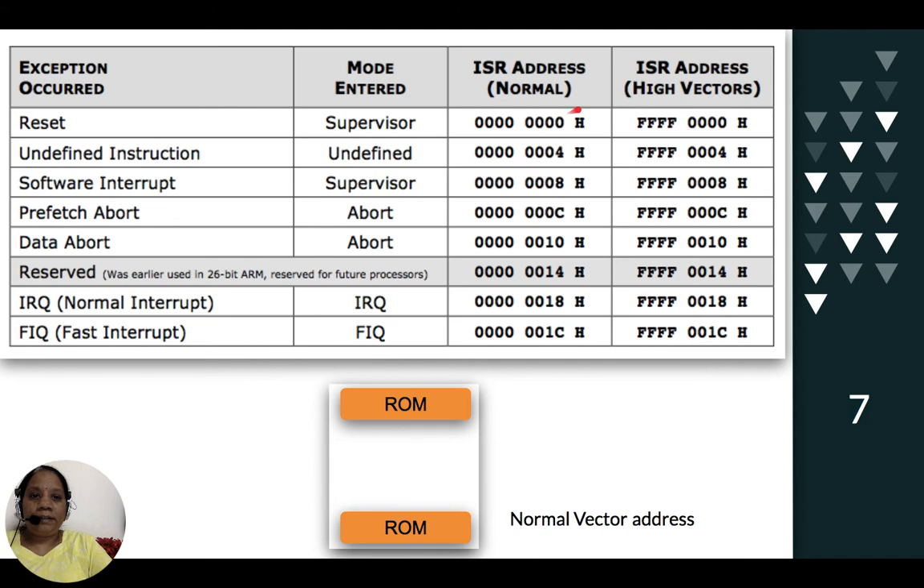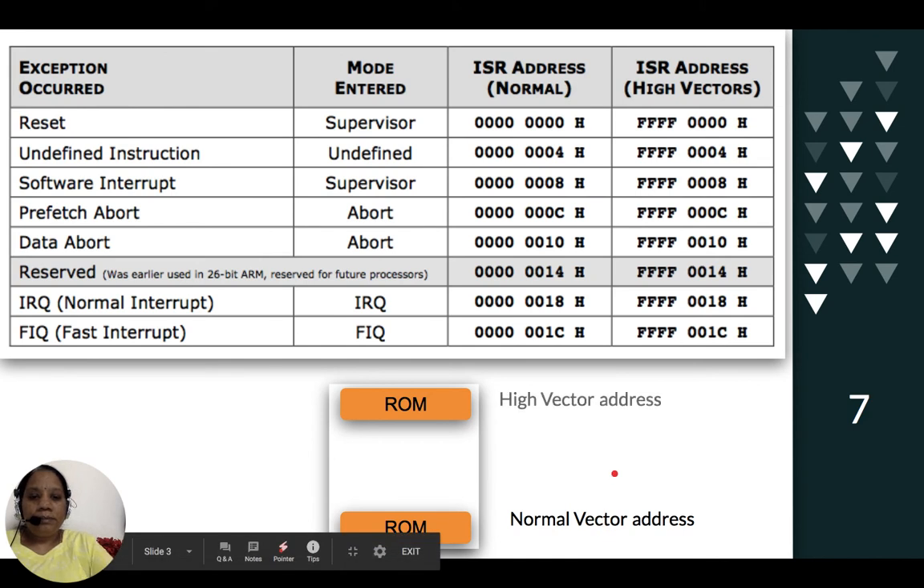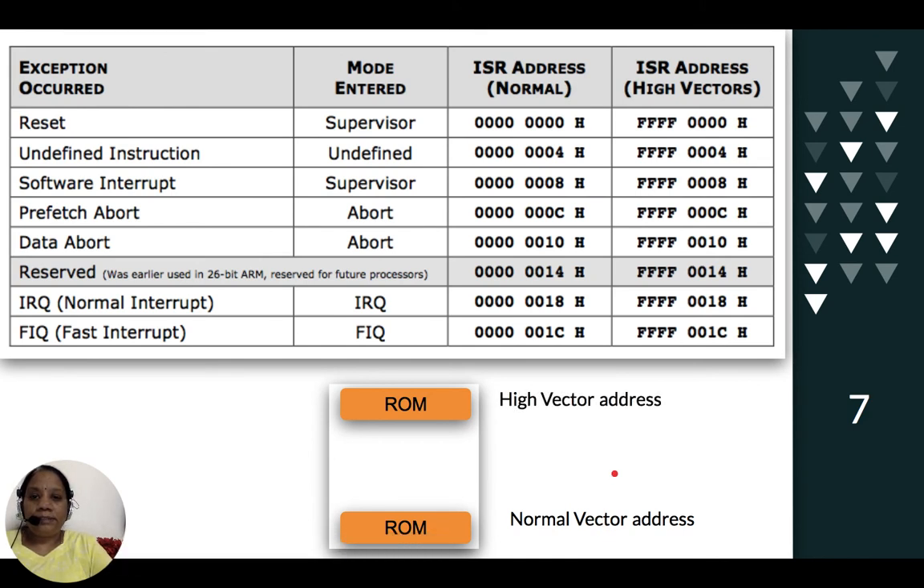One is normal vector address and the other is high vector address. So both will not be available. If it is normal, all interrupts will be normal. If it is high, all interrupts will be high. I hope this is clear. So that is about why we have two vector addresses in ARM.